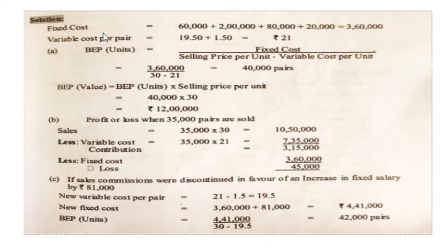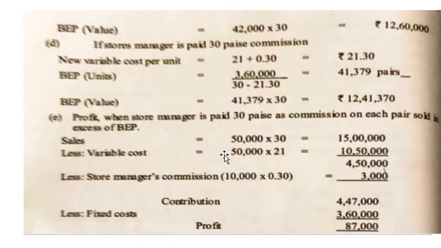So here the number of units we are producing in excess of the break-even point is 50,000 units. As per the question, 50,000 units minus 40,000 units is the break-even point. So the excess is 10,000 units. So that is what is told here.